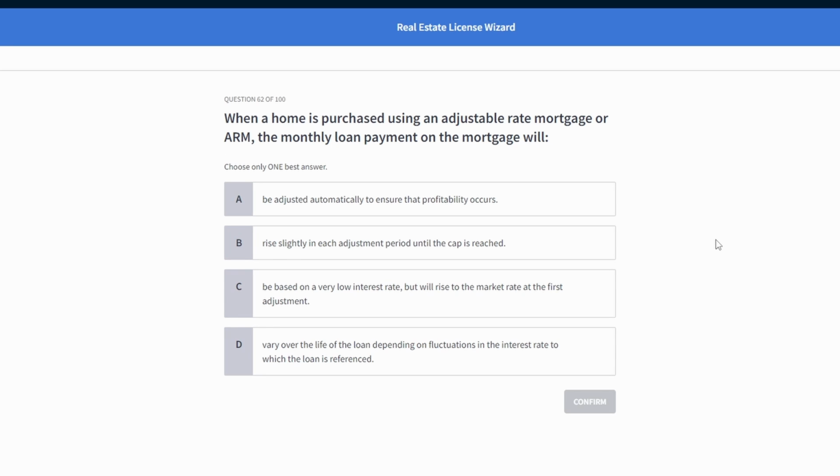All right, 62. When a home is purchased using an adjustable rate mortgage or ARM, the monthly loan payment on the mortgage will, and there's four options. A, be adjusted automatically to ensure that profitability occurs. B, rise slightly in each adjustment period until the cap is reached. C, be based on a very low interest rate, but will rise to the market rate at the first adjustment. Or D, vary over the time of the loan, depending on fluctuations in the interest rate to which the loan is referenced. So take a moment to think about this one and come up with your answer.